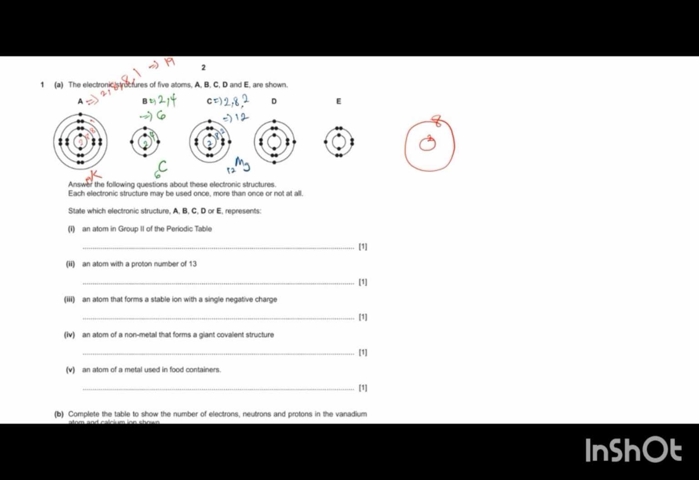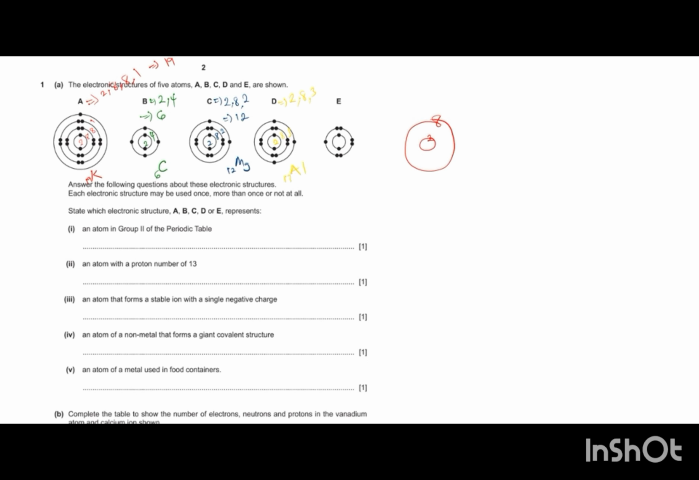Then we move to this one, which is 2. We have 2, 8. Then we have 1, 2, 3. 3 here. So we have 2, 8, and then 3. That is 13, which is aluminium. Aluminium is number 13 on the periodic table.